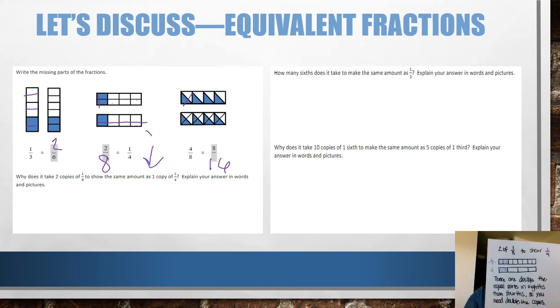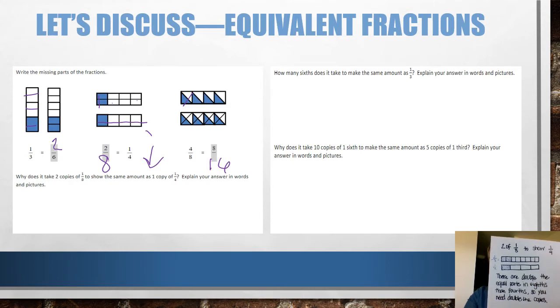So 2 of 1/8 to show 1/4. So there are double the equal parts in 8ths than in 4ths. So you need double the copies. So they're using this word copies, which makes it a little bit confusing. But I hope the diagram helps. I flipped it around a little bit. Instead of partitioning it horizontally through the middle, I did all vertical lines to show the 2/8 is the same as 1/4.